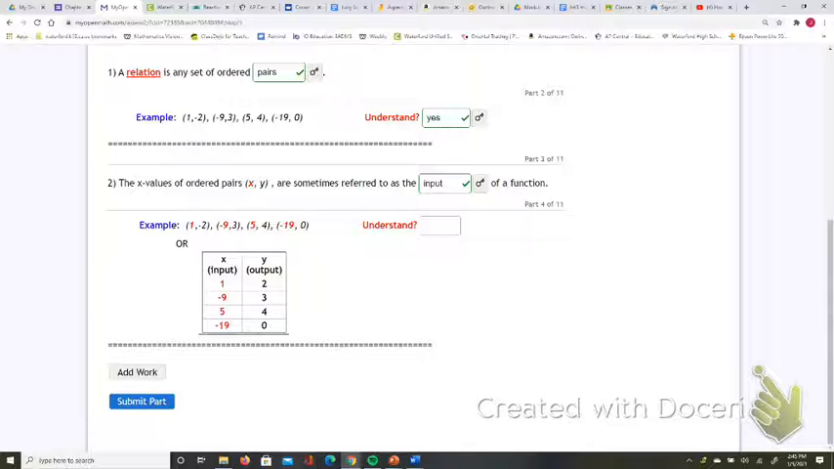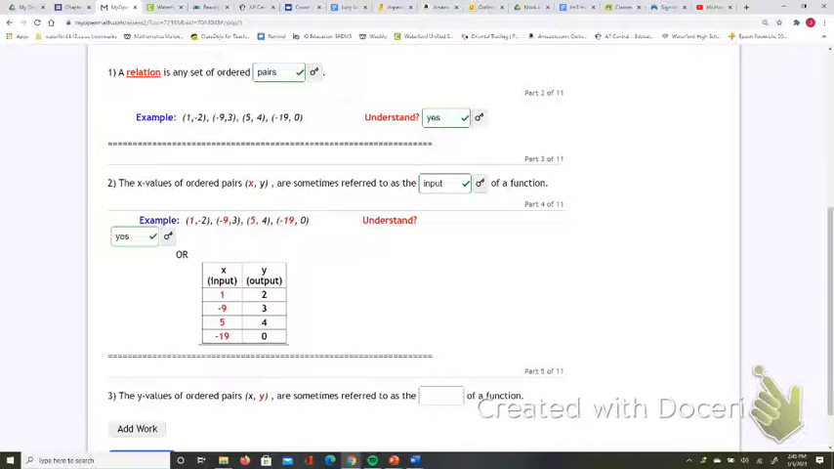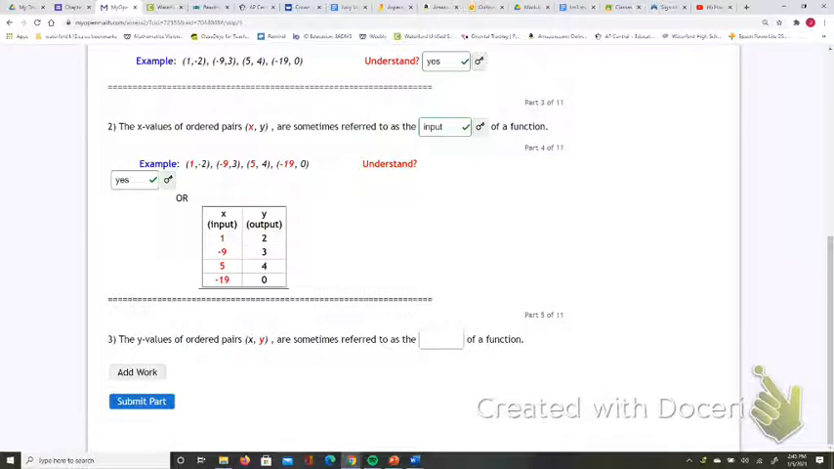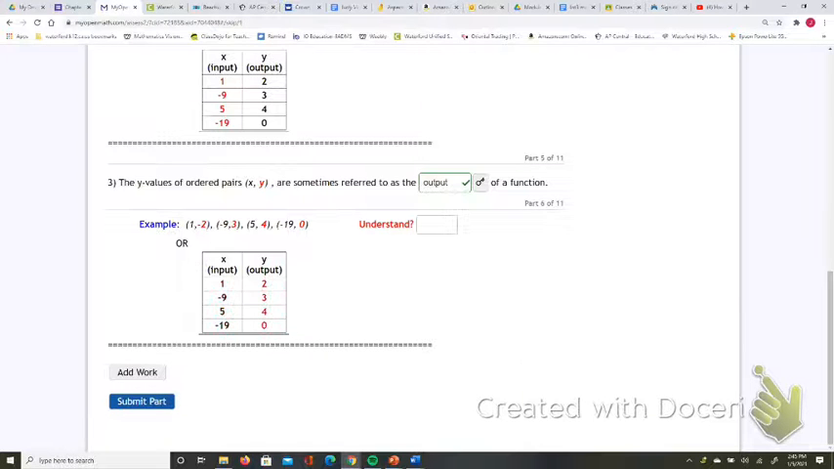Notice that the x values, the first ones, are highlighted in red, and then in the table, the x's are highlighted in red. So the inputs are the x's. Yes, we understand. Submit. The y values of the ordered pairs, notice this time the y is in red, are sometimes referred to as the output of a function. Type the word output and then submit.